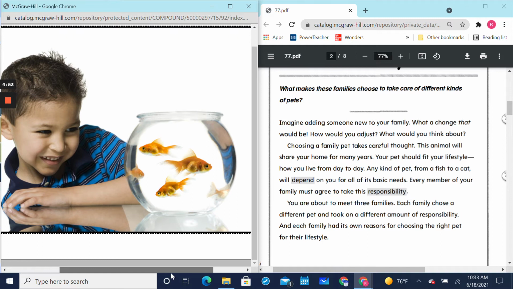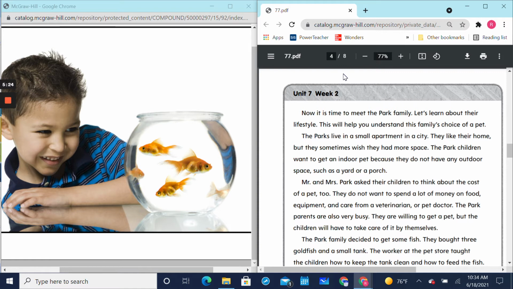Is that a dog? No, it is not a dog at all. My prediction was incorrect, and that is okay. It is okay that my prediction was wrong. But now I'm excited because this animal is a fish, and I'm really curious as to why this family chose a fish. What do you think? Pause this video and give a guess, make a prediction as to why a family would choose to take care of fish.